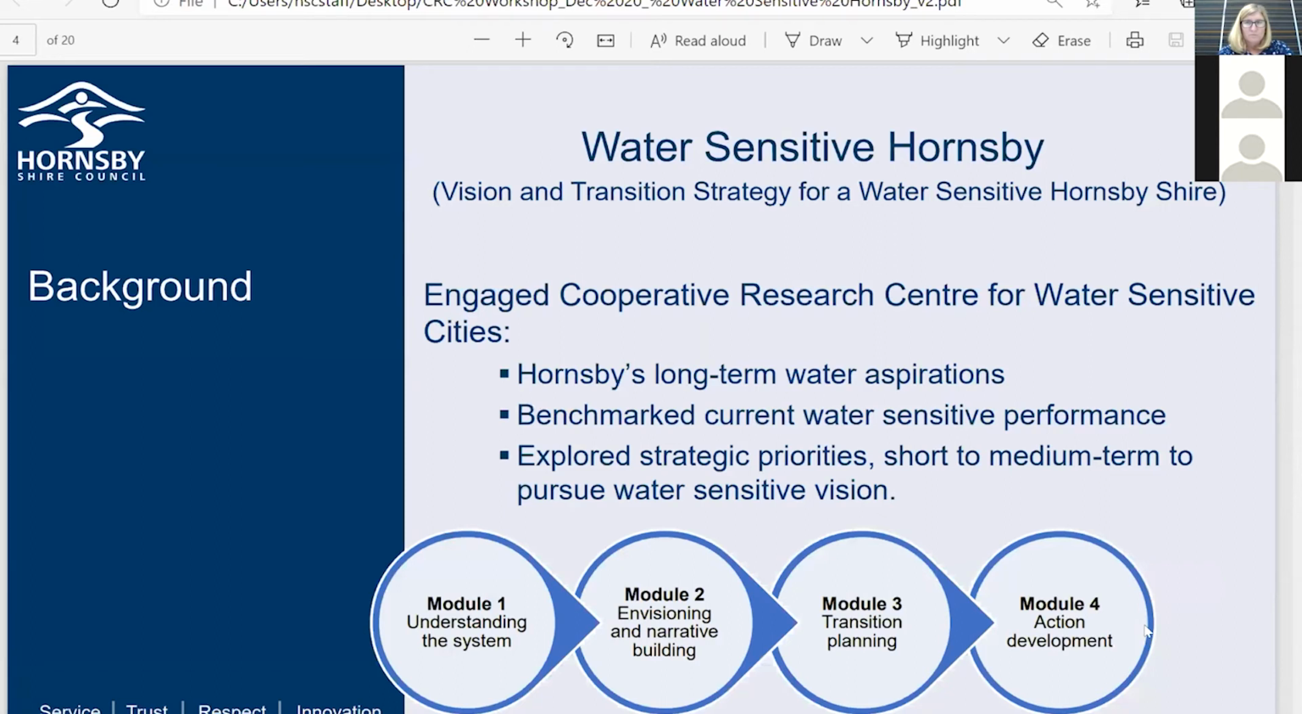In regards to the water sensitive city strategy itself, the full name is a vision and transition strategy for Hornsby. We engaged the CRC early last year, and I'd like to thank the CRC for the work that they did in helping us through this process, especially Katie Hammer, Malcolm Eadie and Christy Good when she was working for the CRC. We engaged them to look at our long-term water aspirations, do some benchmarking work and explore strategic priorities in the medium to short term. We did this through 4 different modules: first of all, benchmarking, then an envisioning module, transition planning, and then action development.